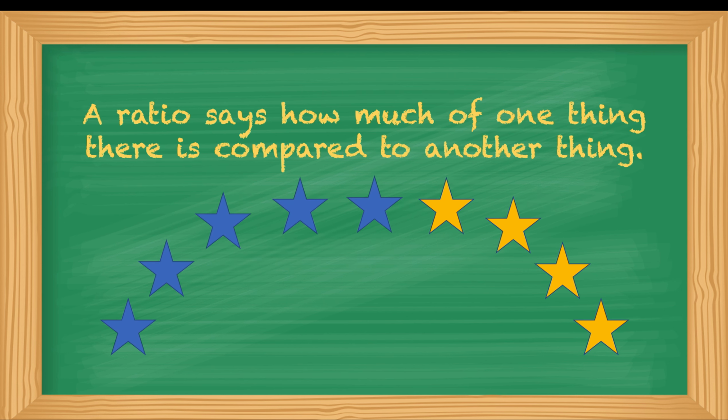Now you may ask, what is ratio? A ratio says how much of one thing there is compared to another. So here on the screen, we have two different colors showing stars. We have blue stars and we have yellow stars.